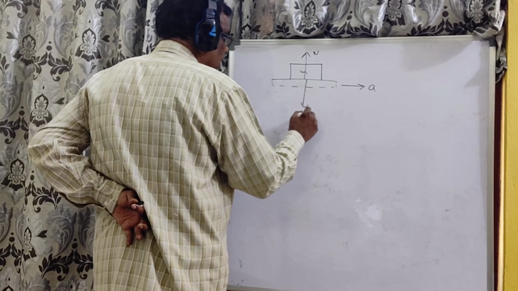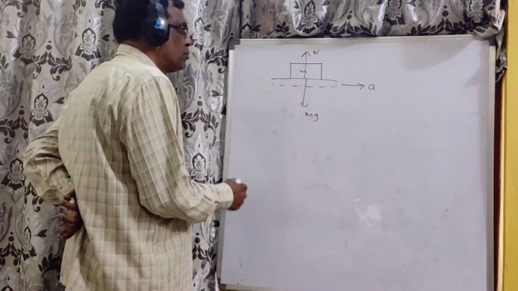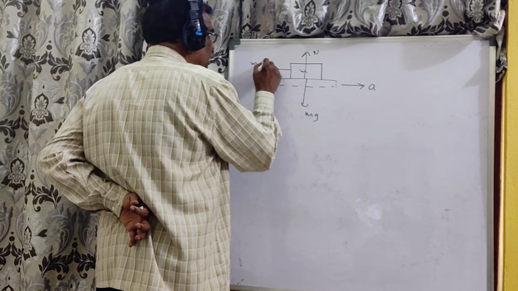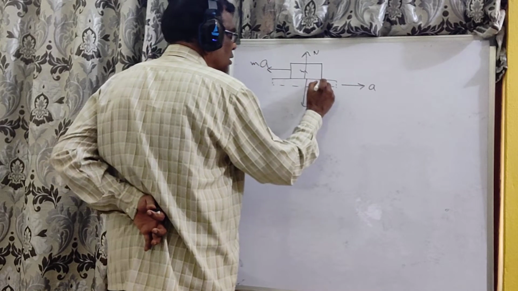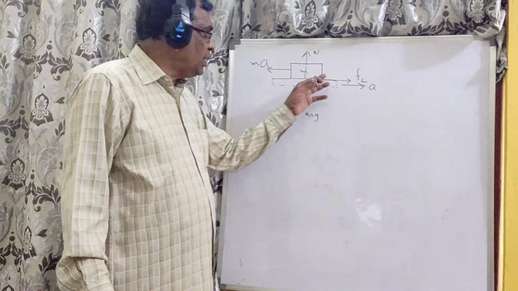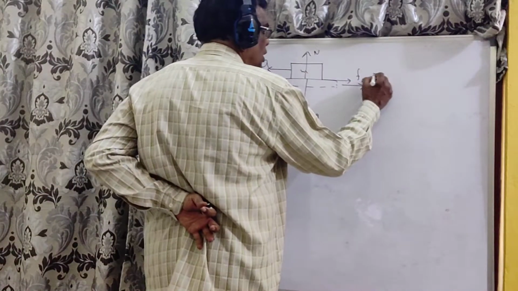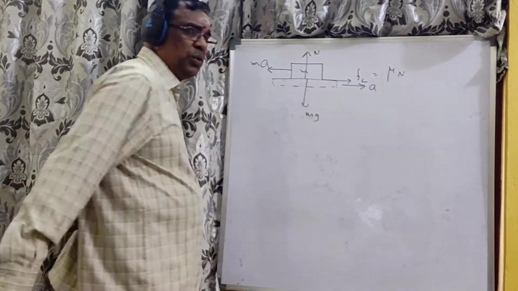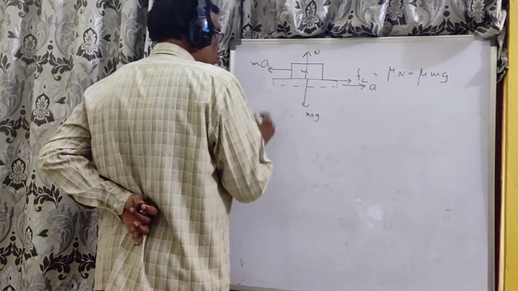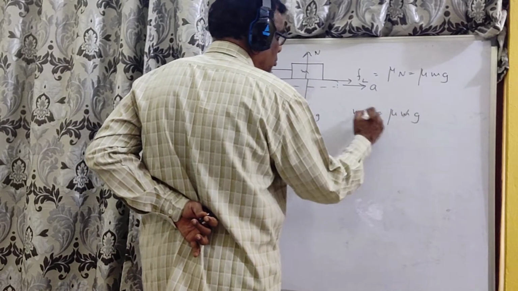Always, as I said, take pseudo force. Pseudo force is m into acceleration of the system, backwards, and therefore F. Why? The body is just about to slip. So if it is about to slip, this is mu N, which is mu mg. So ma is equal to mu mg.